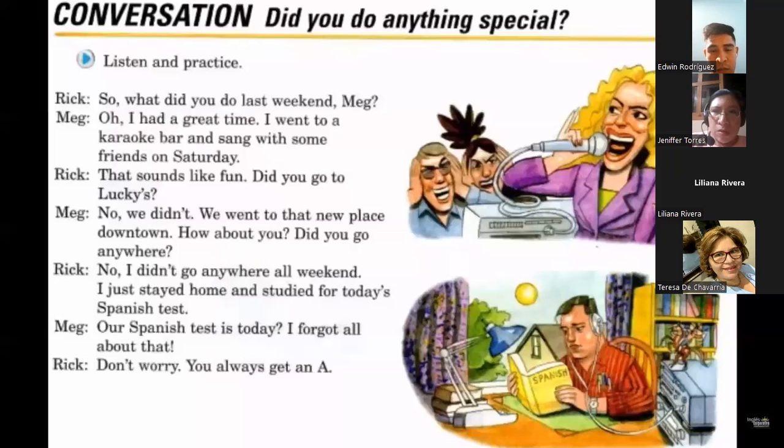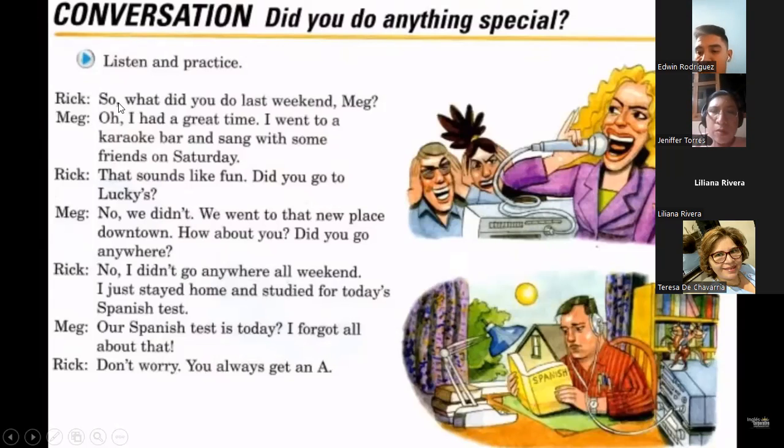I have this reading that is the introduction for the new topic for tonight. Tonight we are going to talk about a very important topic, something like the simple present. Please pay attention, because it's very important. Here we have this conversation. It says, did you do anything special? This is a question in the past. Remember that we use the auxiliary did when we are making a question in the past.